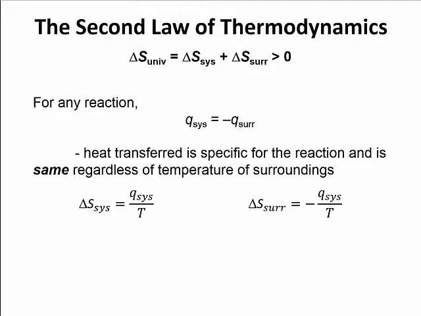Well, if I look at Q of the system, I can also relate that to delta H of the system, as long as I'm at a constant pressure. So delta S of the surroundings can also be equal to negative delta H of the system divided by temperature. Okay, that's going to be an important relationship, especially when we talk about free energy calculations.